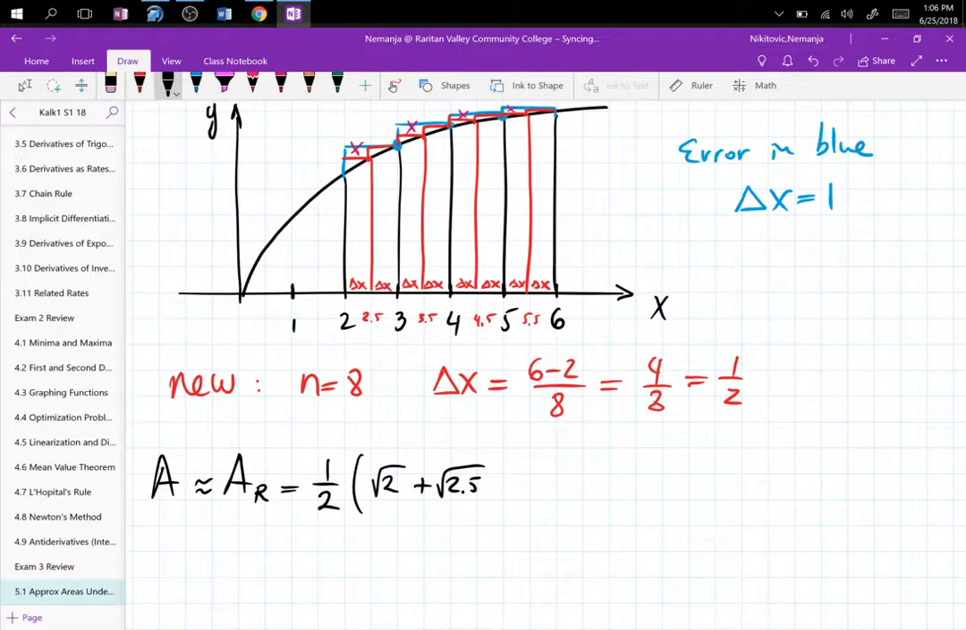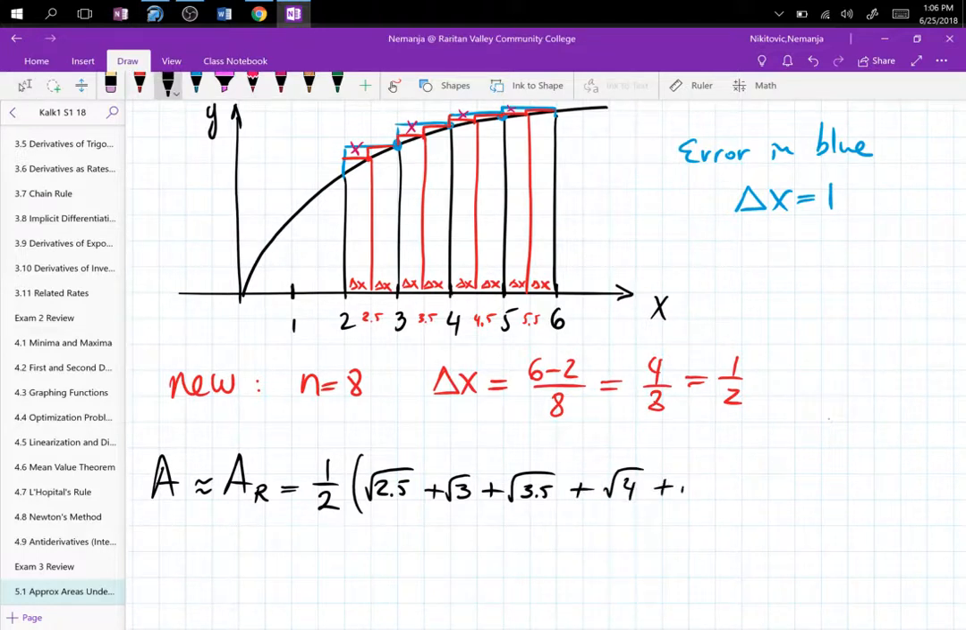That's the new guy, because we have more rectangles. Plus root 3 plus root 3.5. Oh wait, no, I don't have root 2. These are right rectangles. There's no root 2. There's only 2.5 and on. Plus root 4 plus root 4.5 plus root 5 plus root 5.5 plus, and root 6 does have. Now you count and make sure you have 8 of these. Nice. We have 8 of these.